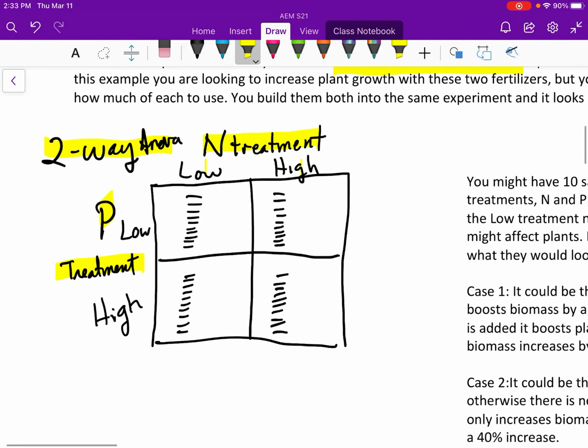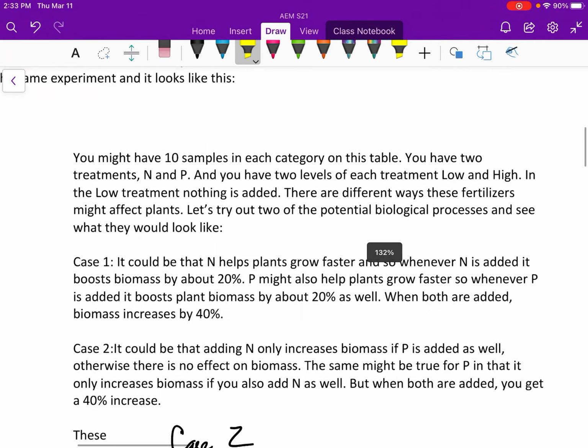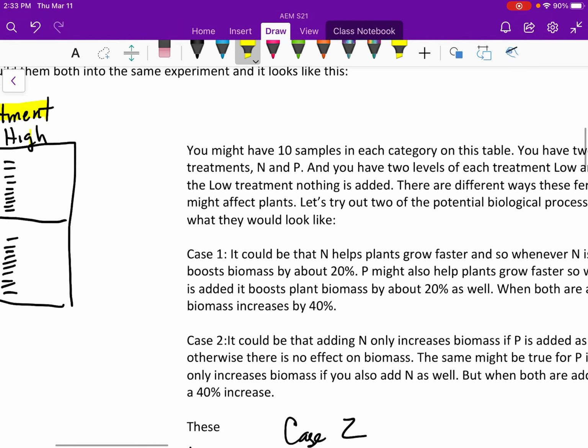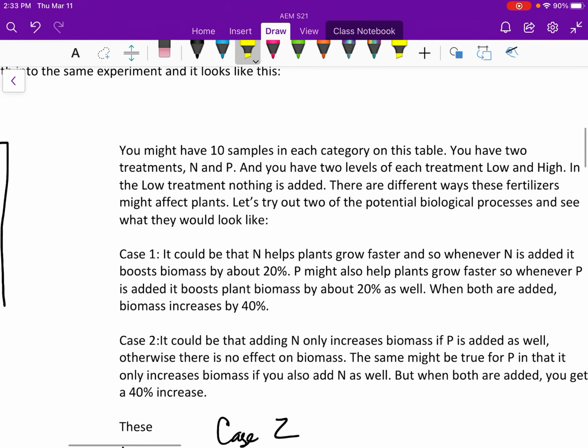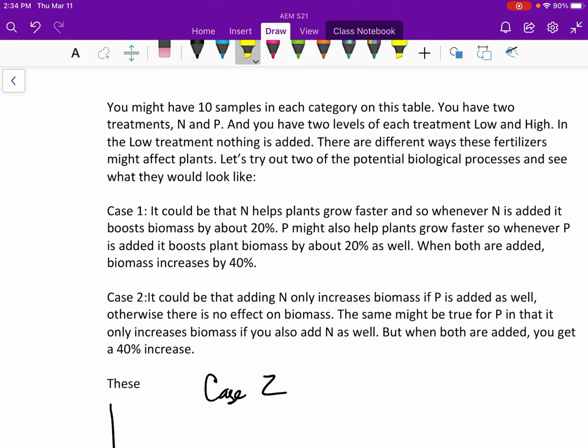Let's look mechanically, or process-wise, at what's happening in a biological context. I'm going to give you a couple of different cases. I should point out that we have 10 samples in each category and 2 treatments. Now we're trying to figure out how these fertilizers might affect plants. Case 1: it could be that nitrogen helps plants grow faster, so whenever nitrogen is added, it boosts biomass by about 20%. Phosphorus also might help plants grow faster, so whenever phosphorus is added, it boosts plant biomass also by 20%. When both are added, it increases by 40%.